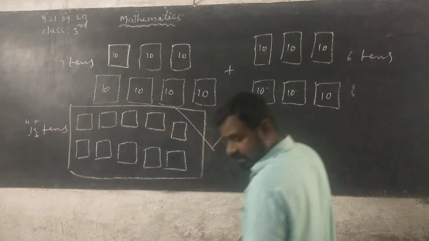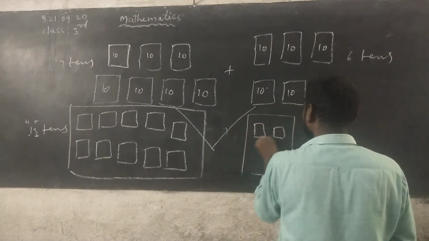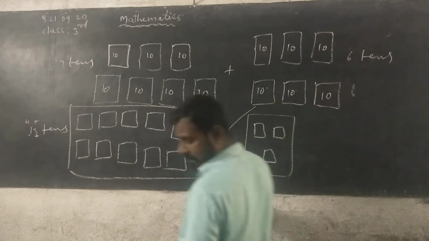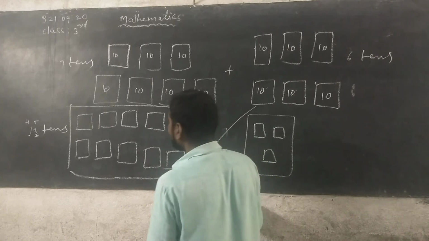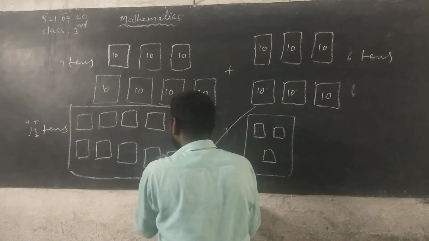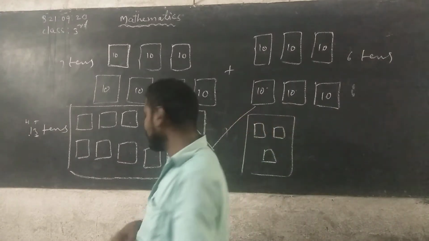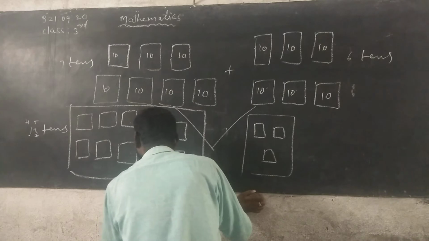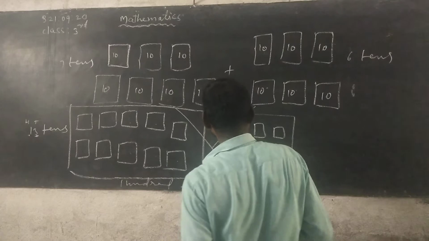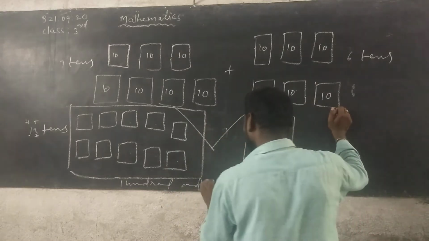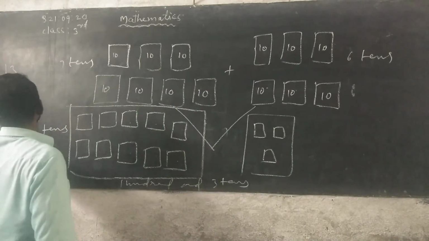Now next, 3 tens. So you can write here 3. 1, 2, 3. So here 100. See, 100 means 1, 2, 3, 4, 5, 6, 7, 8, 9, 10. 10 tens you can get 100. And 3 tens. So very simple. See, listen carefully. 30.